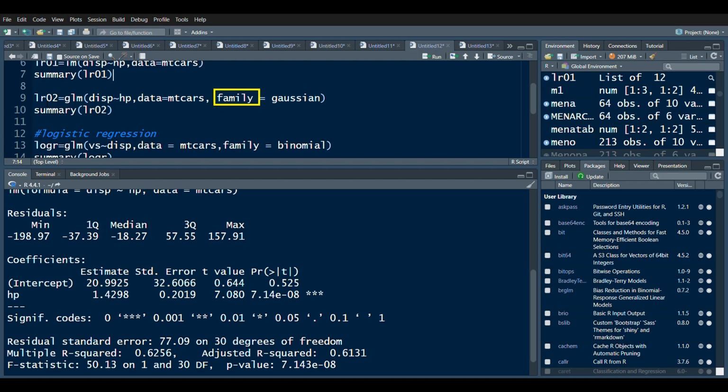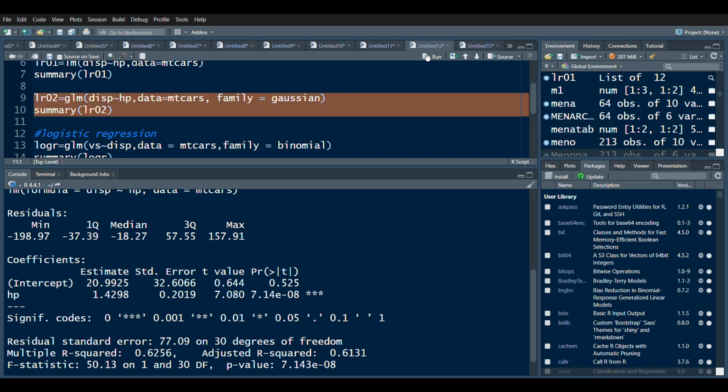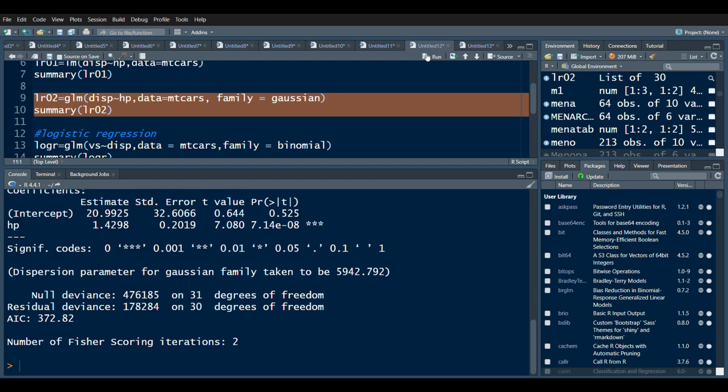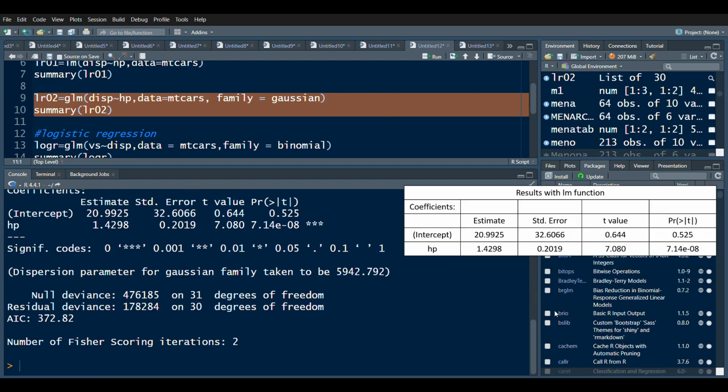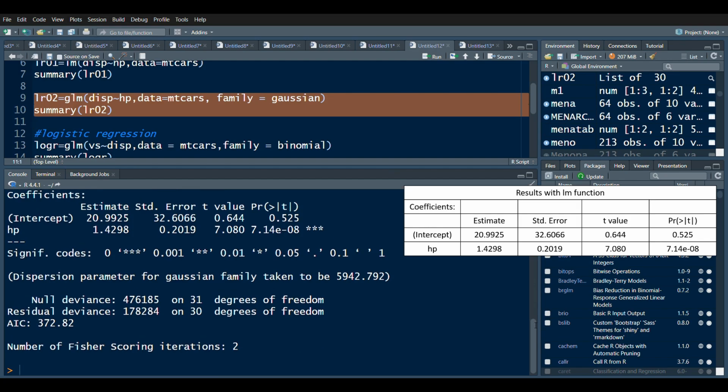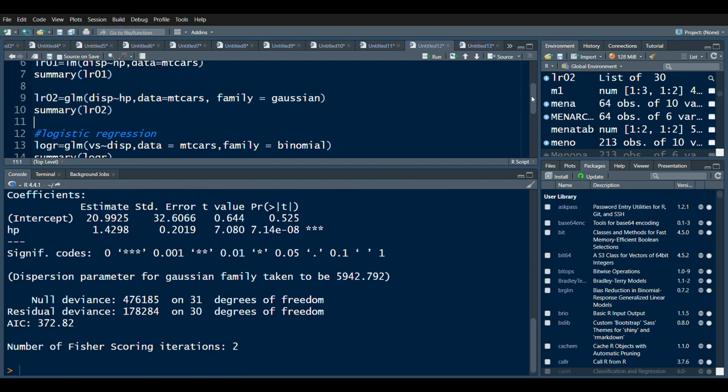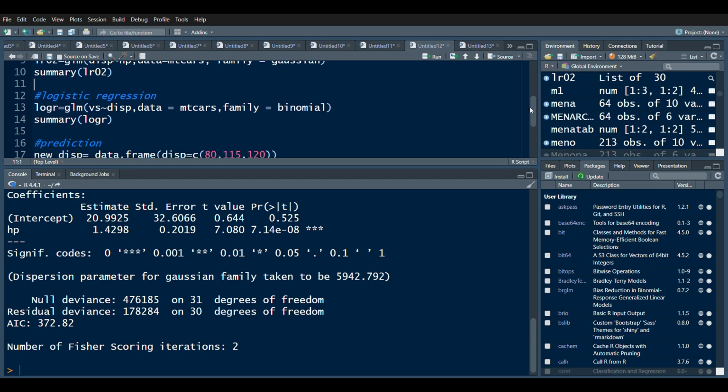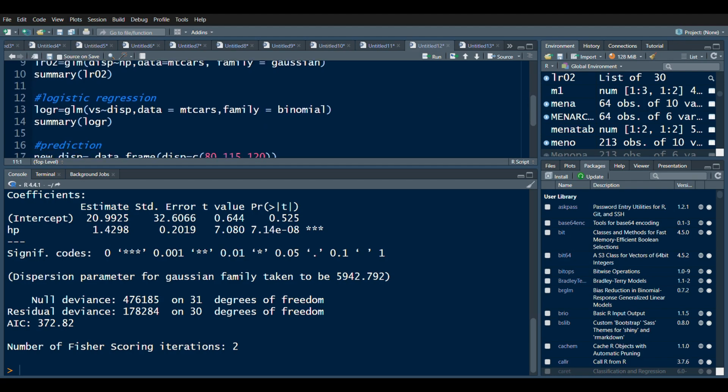Family by default has the value Gaussian, which is used for normal distribution. So if I use the GLM function for linear regression, it will give the same results as the LM function. But family can also have another value, namely binomial, which applies to logistic regression. For logistic regression, I will give the column Vs, which has two values 0 and 1, in the GLM function and run this.